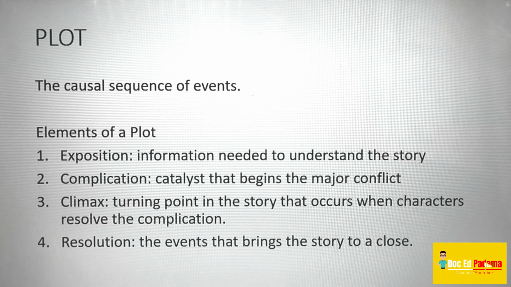That's why the climax is not necessarily always in the middle or at the end of the story. Usually they say it's in the middle of the story, but it can also be presented towards the end of the story because of this definition.